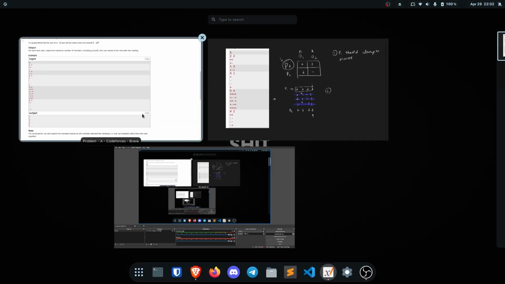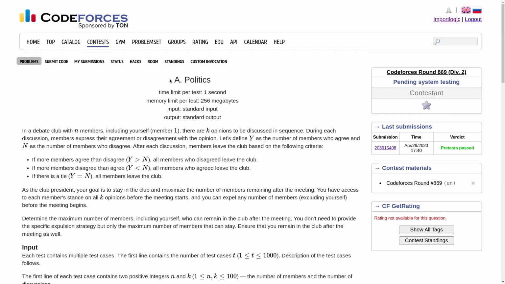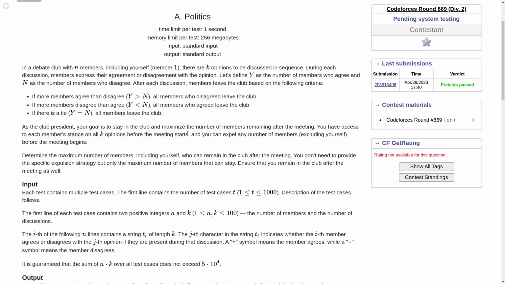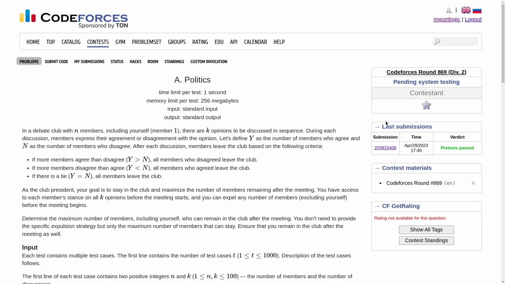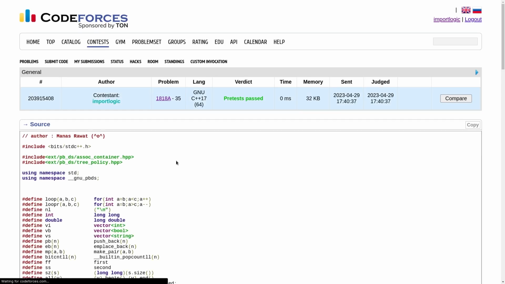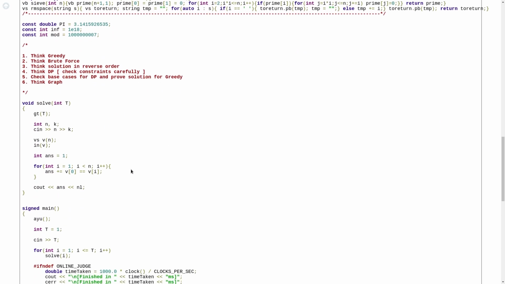So let us see. I would say the name Politics was very apt for this particular problem, because at the end all the members who have similar opinion to the president will only be remaining, and all the other members will be removed. So let me just show you the code for this particular problem.